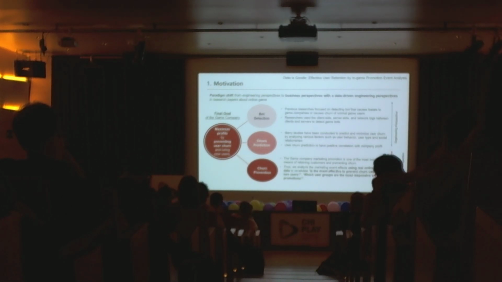Churn prediction is also conducted to predict and minimize user churn by analyzing various factors like user behavior, user types, and social relationships. In this study, we focused on the business perspective for user retention. Marketing promotion is one of the most important means for a game company to retain customers and prevent churn. So we were curious whether it is really effective. We are trying to analyze whether promotions are effective, and also which user groups are most responsive to the game company's promotions.